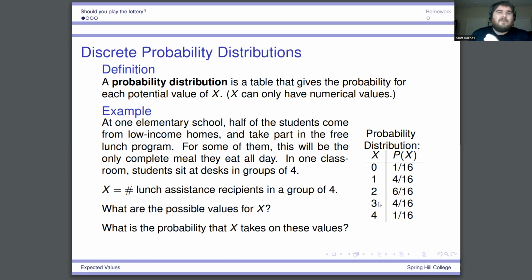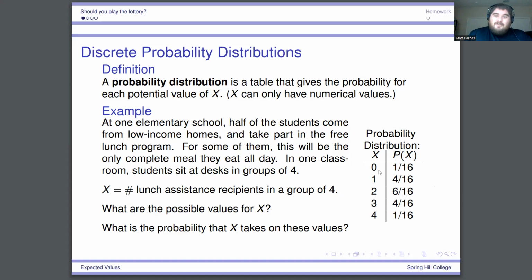For 2, right, we could have the first 2, we could have the first and the third, the first and the fourth, the second and the fourth, or the second and the third, or the last 2. So that's 6 total out of those 16 options, right, for 2 students. This is kind of the gist of how we come up with these things.